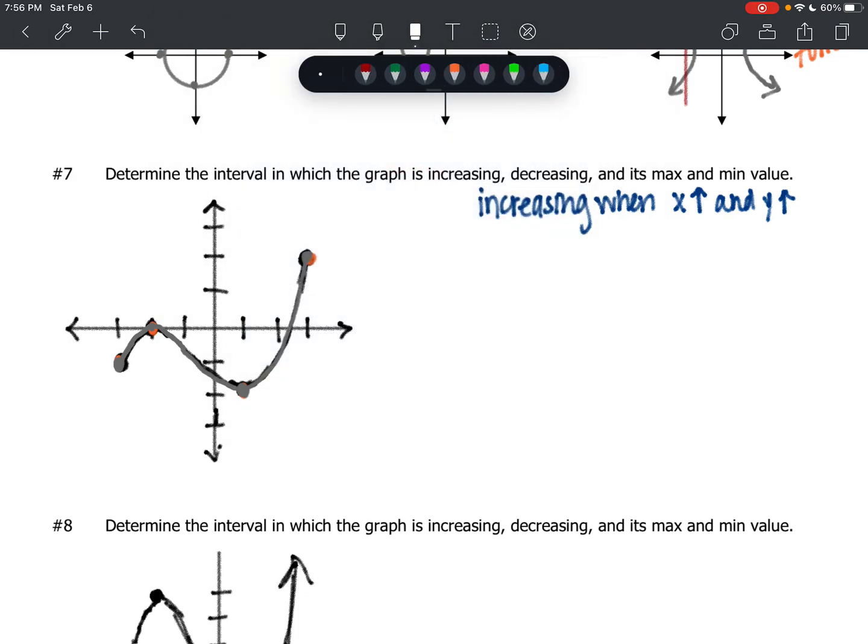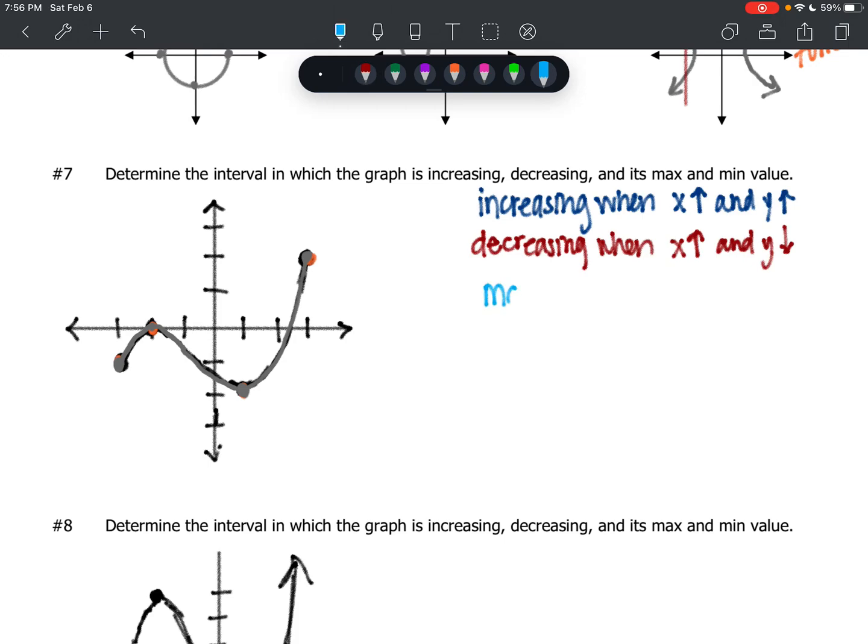Okay. Decreasing, I always go from left to right. So decreasing happens when, as x increases, because we're always going to go from left to right, so that means that x is going to be increasing all the time. When x is increasing, y is decreasing. So they're not working together. So that is a decreasing portion of the graph.